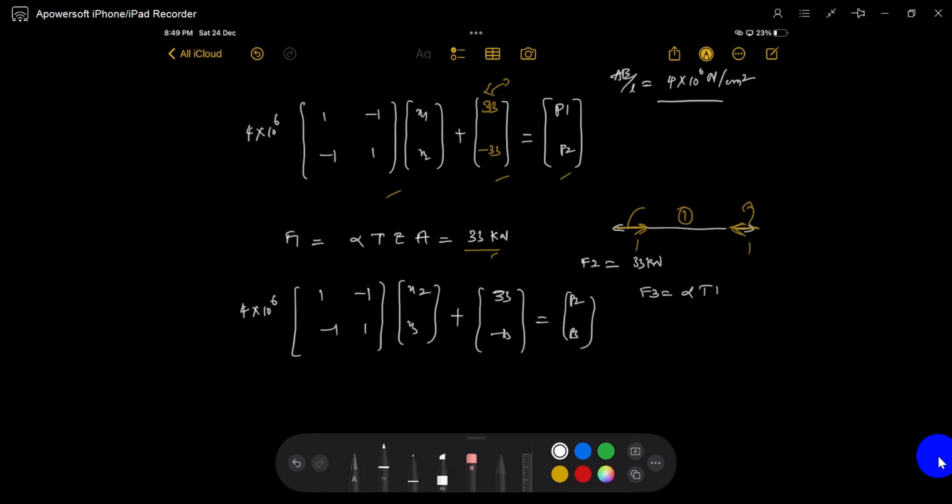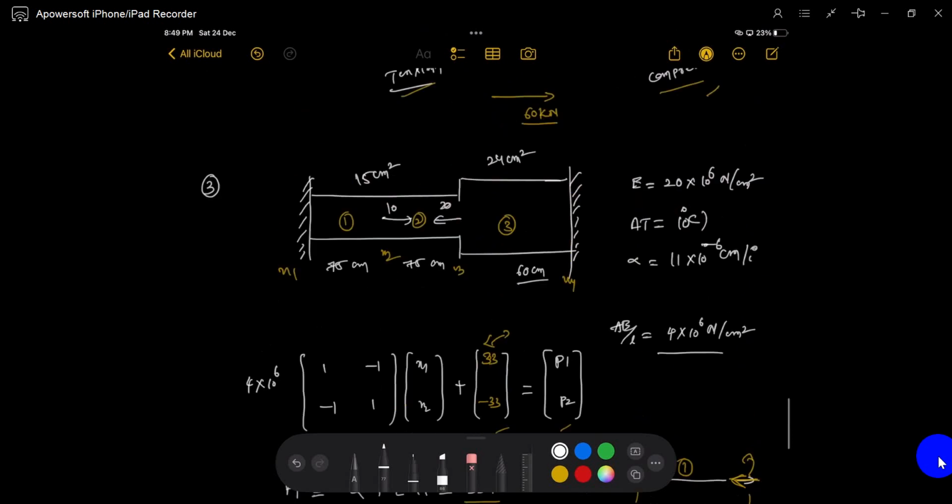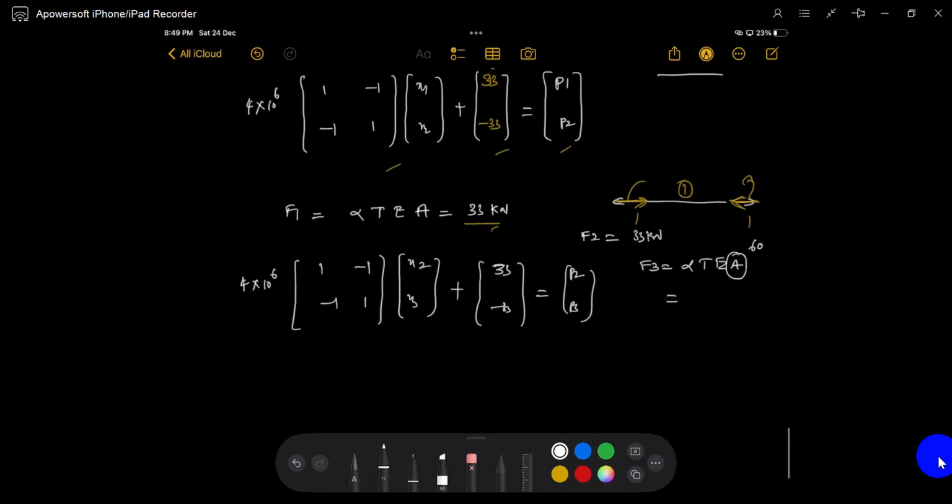For element 3, F3, its length changes are understood. Alpha T E A. Its area change is 60. So what is that value? Sorry, area is 24. Previously the area is 15 centimeters square. It's 24. This value is 52.8.